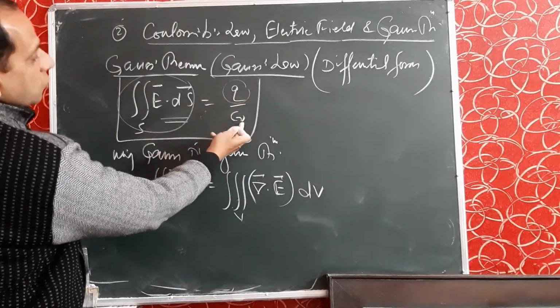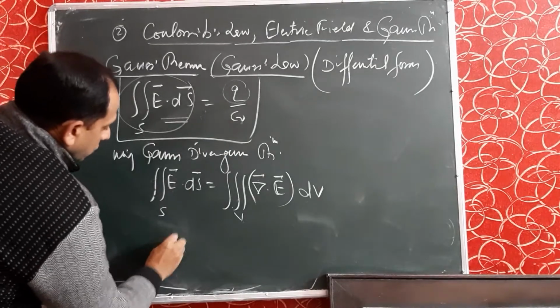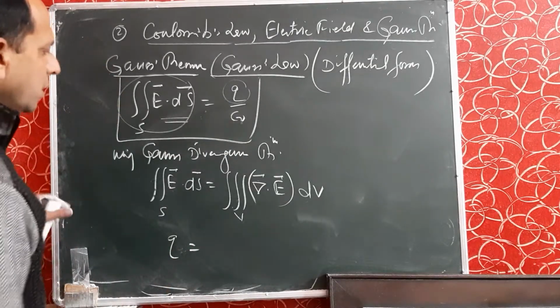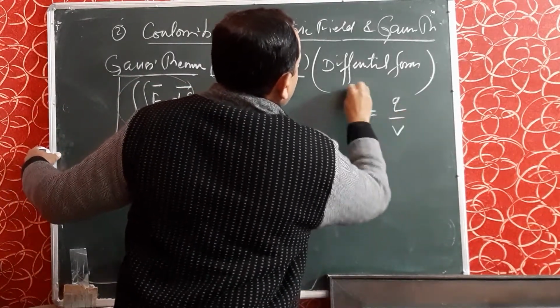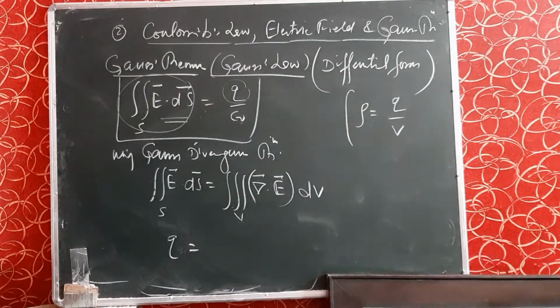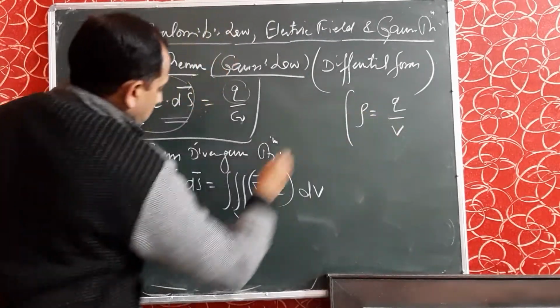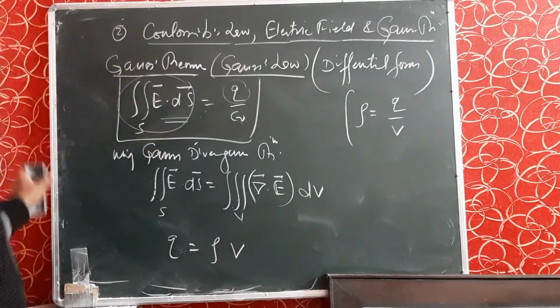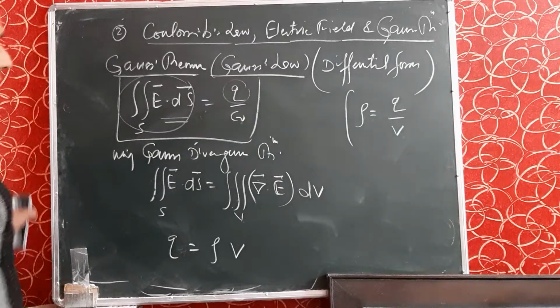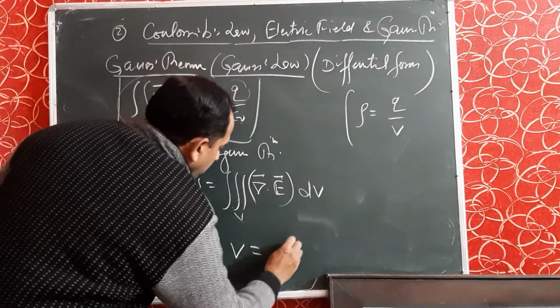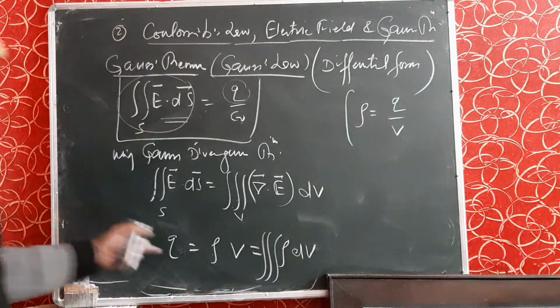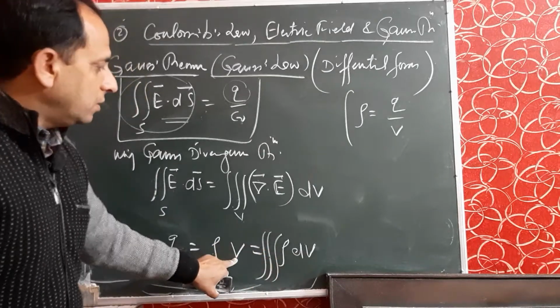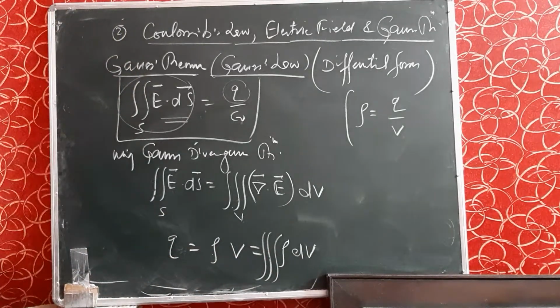So on the right hand side, epsilon naught is constant, q is variable. So we know that q, what is q? You know that there are different types of densities. Rho is equal to q upon volume. It is volume charge density. And q becomes rho into v, rho into volume. This volume may be written as dv and triple integral, okay, because integral of dv is equal to v. So I have written this v as triple integral of dv.